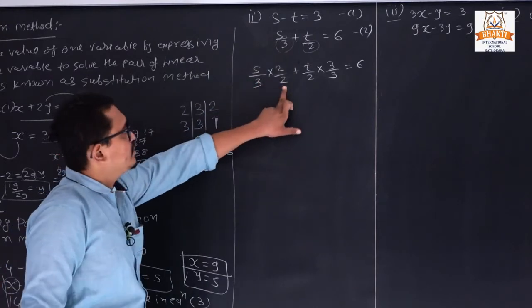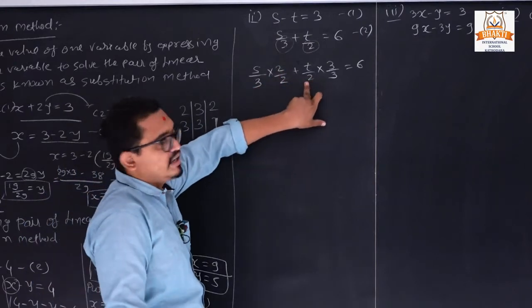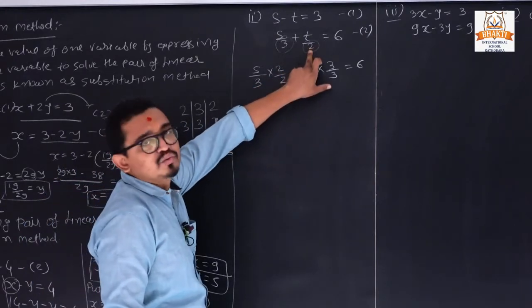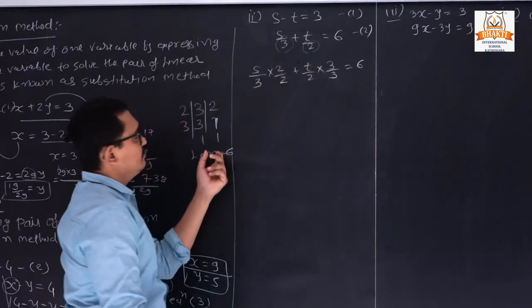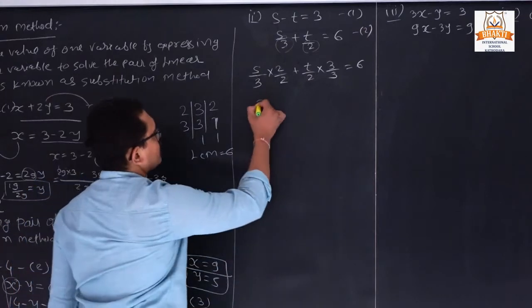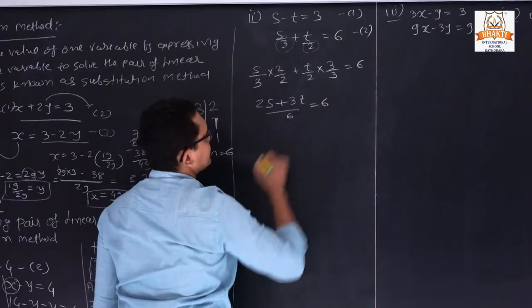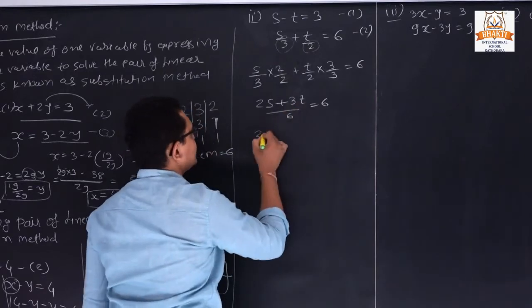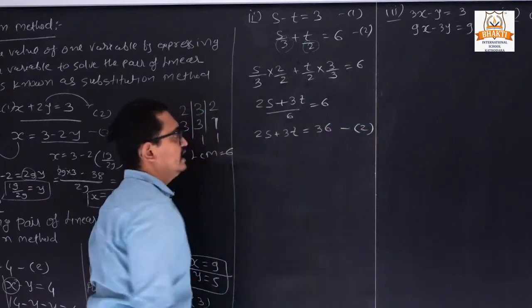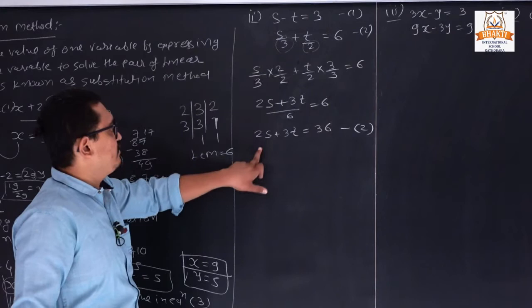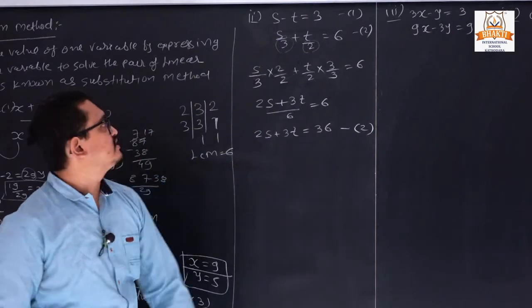So 3 is multiplied by 2, so 3 2s are 6. And second, here we have a 2 in the denominator, and if we need the 6 it means we are multiplying with 3, because our LCM is 6. So 2s plus 3t upon 6 is equal to 6. Now this 6 is going to the second side, so 2s plus 3t is equal to 36. Now we can declare the simplification of our equation 2 is like that, 2s plus 3t is equal to 36.